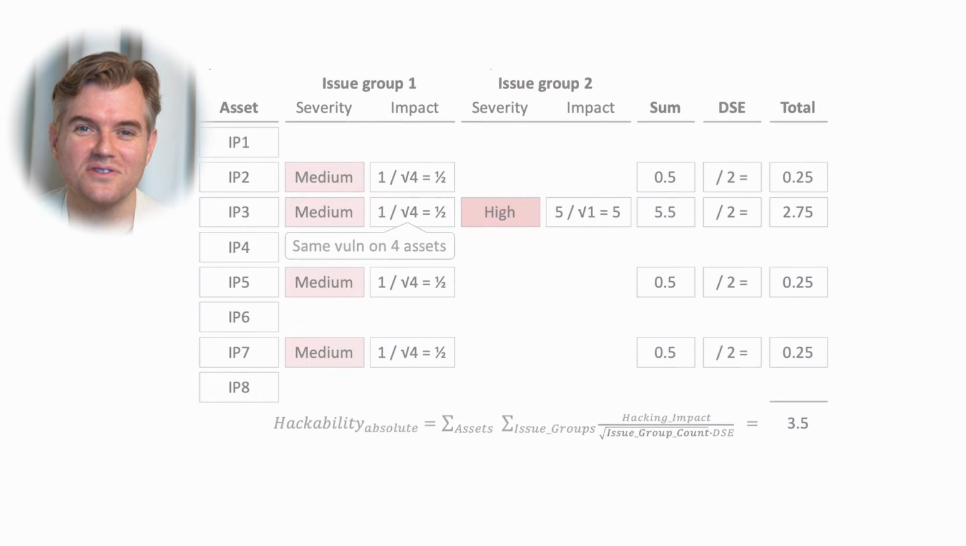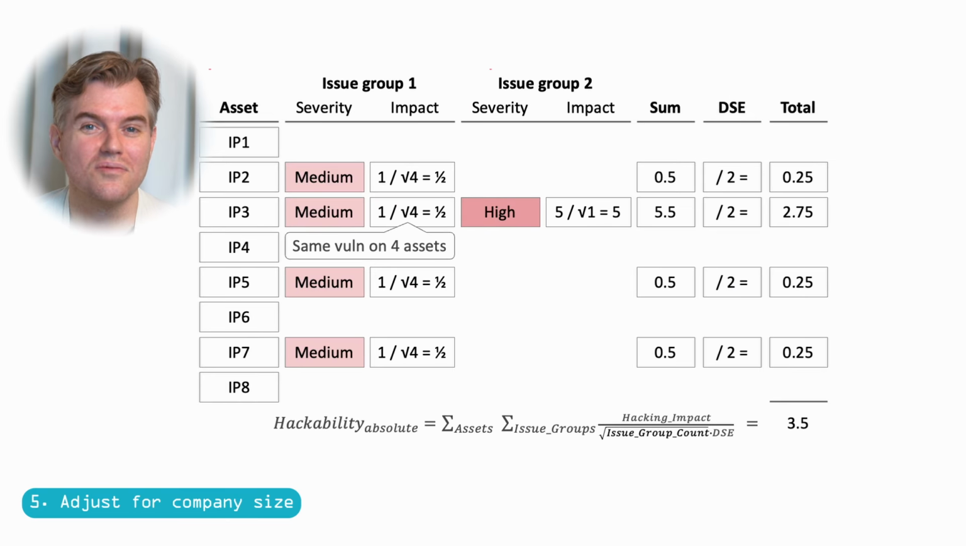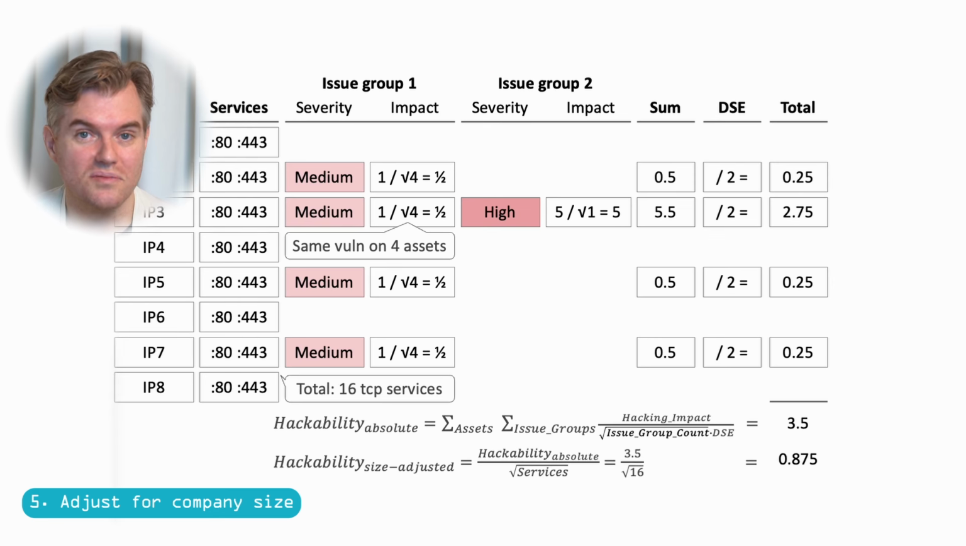Coming back to our numbers-driven toy example from earlier, you remember the 8 servers with a total of 5 vulnerabilities across 4 of these servers? The absolute hackability for this scope was 3.5, which now we want to normalize in 2 steps. First, we normalize by the size of this scan scope. We have a total of 8 IP addresses, each of them exposing 2 TCP services. So the size expressed in TCP services is 16.